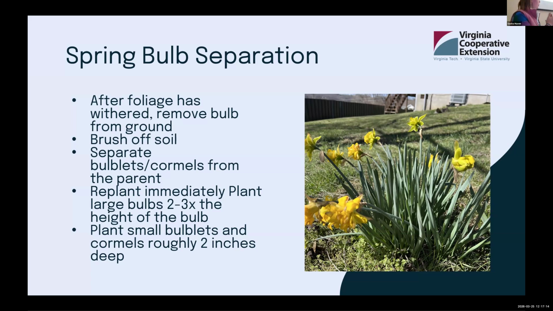How and where you plant also depends on the size of the bulbs or the bulblets, or cormels, that you're taking off of that parent bulb. If they're a pretty decent size, you can go ahead and plant them about twice their height in depth. So if you have a 2-inch bulb, you're going to want to place that like 4 to 6 inches below the soil, and you can place that in its final resting spot.